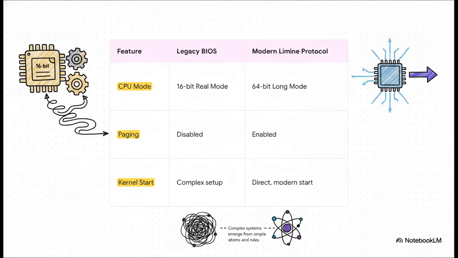So once you have your tool, you have to make a huge foundational choice. In the OS world, this is your boot protocol. Are you going to start with the old-school BIOS system, which forces you into this clunky 16-bit mode, or are you going to use a modern protocol like Limine that lets you jump straight into a 64-bit environment? This one choice dictates, well, pretty much the entire architecture of your kernel.